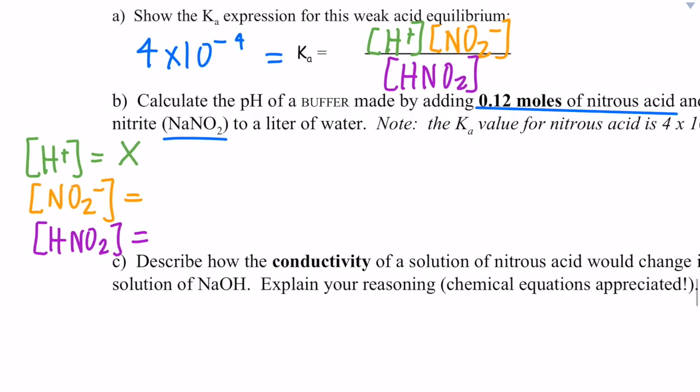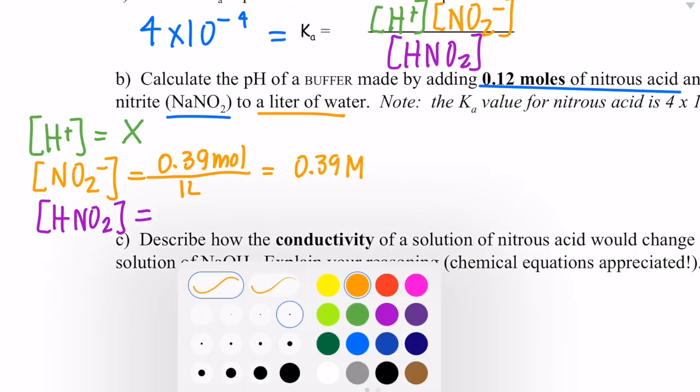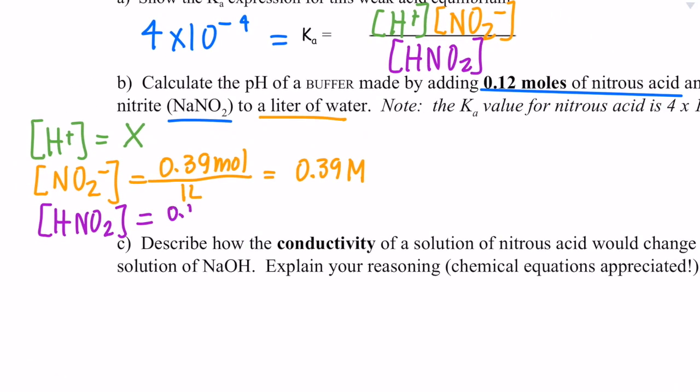NO2 minus, we put in 0.39 moles into a liter of water. So we'll assume that the volume is 1 liter. So that means that this is 0.39 molar. And for HNO2, the same thing. We put in 0.12 moles into 1 liter. So the molarity of this is 0.12 molar.